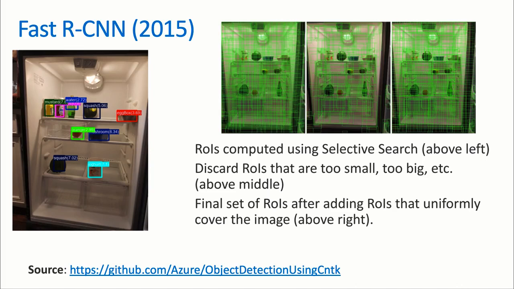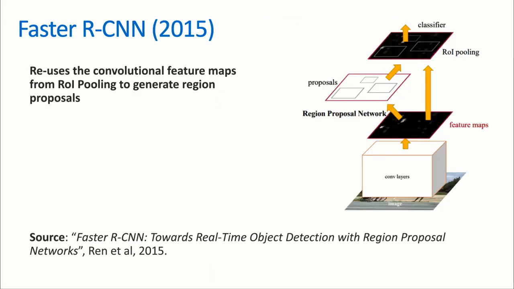The new bottleneck in Fast R-CNN was no longer the convolutional network portion, but actually it was the generation of object proposals using selective search. A team at Microsoft Research, again including Ross Girshick and Kaiming He of ResNet fame, introduced Faster R-CNN in 2015.